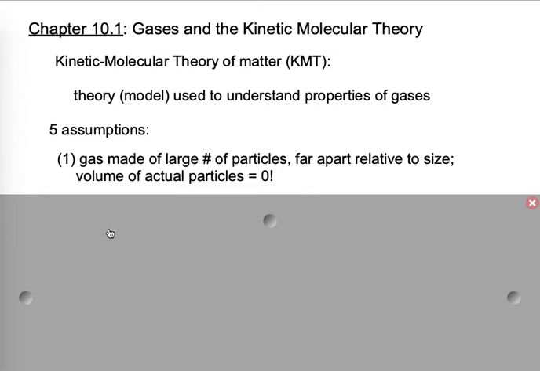Number 1, a gas is made up of a large number of tiny particles that are so far apart from each other relative to their size that the volume occupied by the particles themselves is 0. Imagine what that means. If you have a balloon filled with helium, the volume occupied by the actual helium atoms themselves is 0. Why? Because they're so far apart from each other.